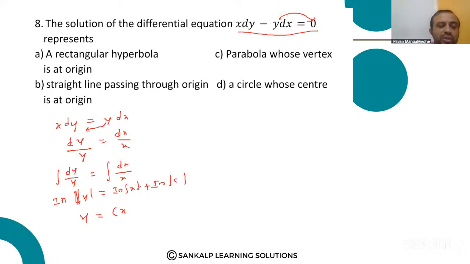It is the equation of the family of straight lines that always passes through the point 0, 0, which is origin. Since substituting x is equals to 0 in this given equation y is equals to cx, it will give y is equals to c into 0. So y is equals to c into 0 means what? It is nothing but 0. So option B is the correct answer. The straight line is passing through the origin.